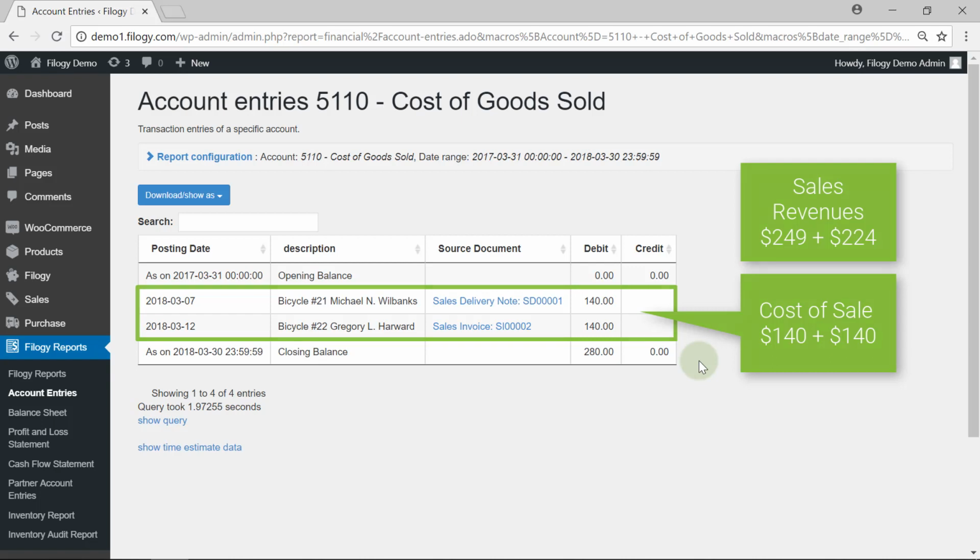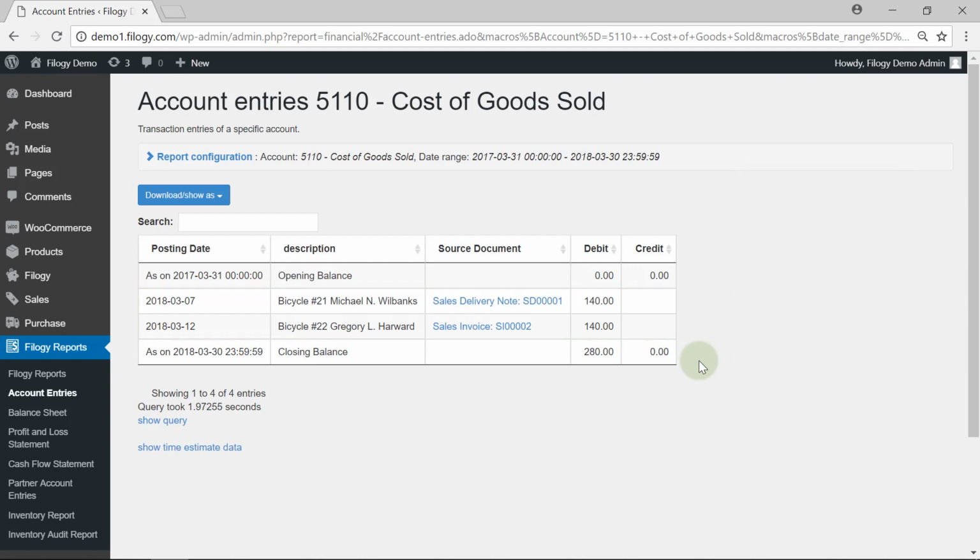Another report is available to show this. We have looked at the account entries report so far, and list entries of several selected accounts, thus many financial parts of your WooCommerce web store. You don't have to run complex tables manually. Filogy automatically carries out a large part of the administration, and you can retrieve any financial data easily using, for example, this account entries report.